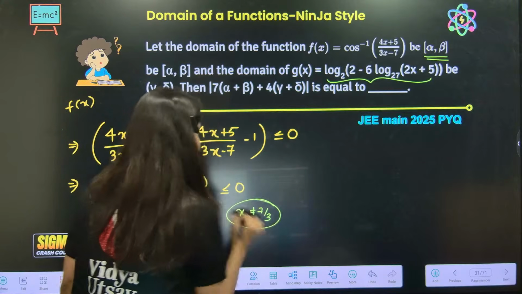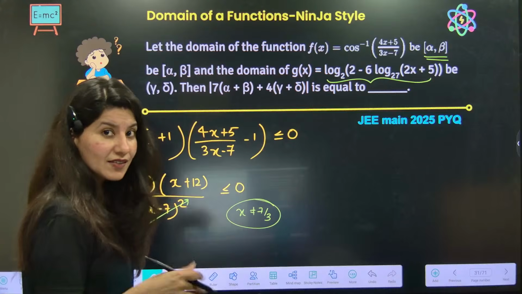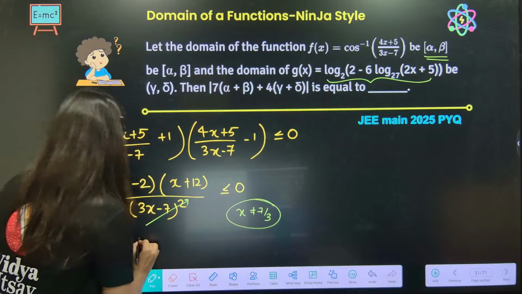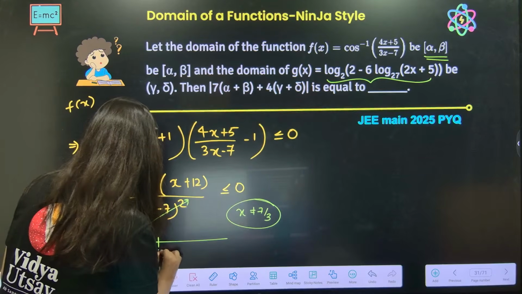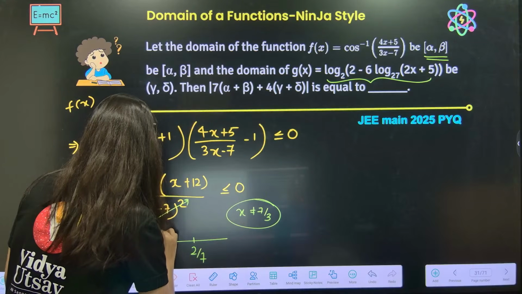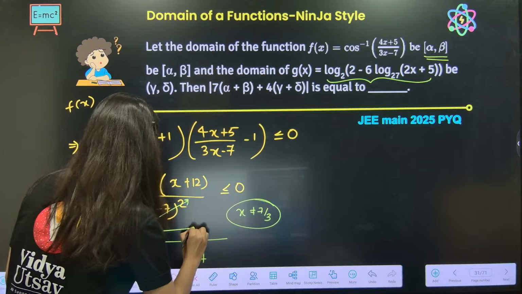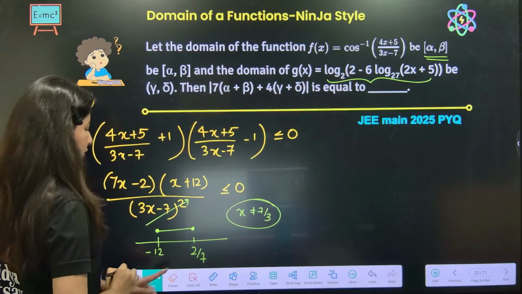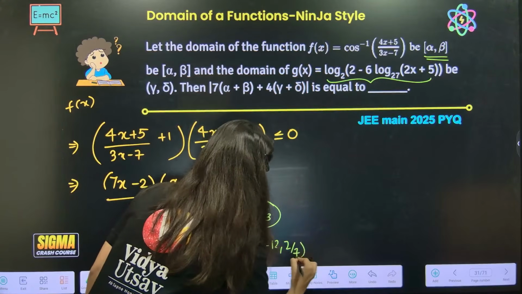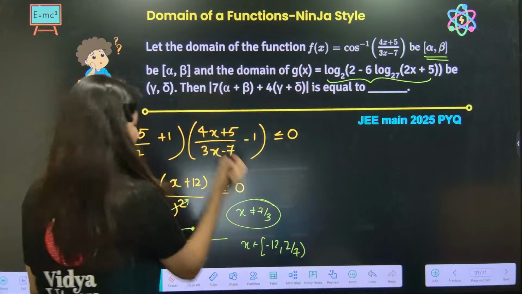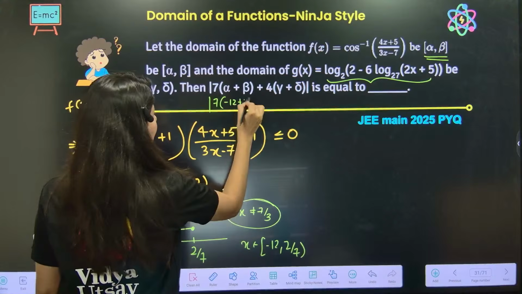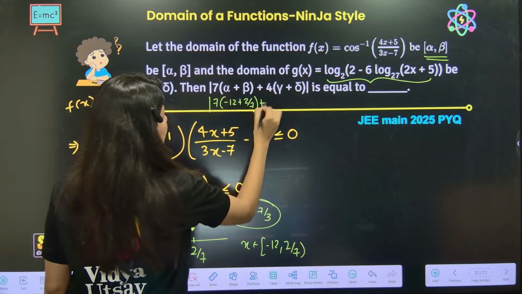Let me write it down, in case by mistake I eventually include it. Now just solve this. Can you see, two steps and you are done. So this is minus 12 and this is 2 by 7. This is how it goes. x belongs to minus 12 to 2 by 7. Your alpha is minus 12 and beta is 2 by 7. So mod of 7 times minus 12 plus 2 by 7, plus 4 times this.